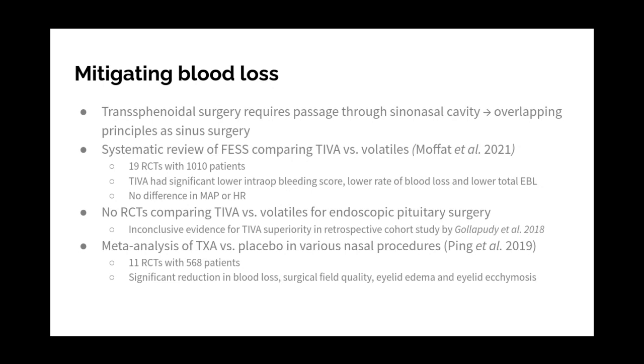And so although there are no RCTs, there was a retrospective study done back in 2018. It really was not so convincing for TIVA, but we may be able to extrapolate some of this data until we have good RCTs that perhaps TIVA would be beneficial for patients undergoing the transnasal approach.